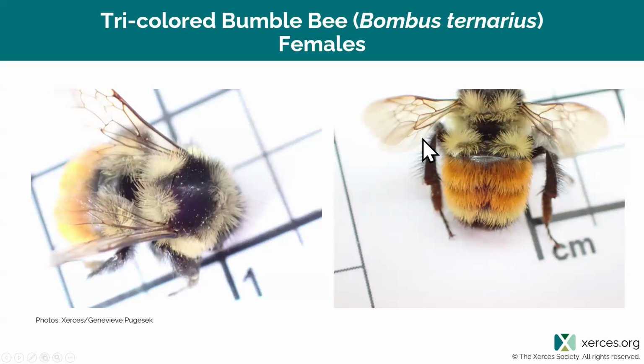If we look at the abdomen, we can see that T1 is yellow, T2 and T3 are orange, T4 is yellow, and if we could see the very bottom of the abdomen, we would see that the rest of it is black.